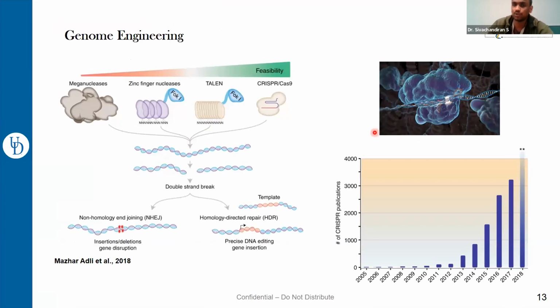Another interesting topic I would like to cover in synthetic biology is genome engineering. Let's see the history of genome engineering. For more than a decade, people have been trying to engineer the genome of a species, any species: bacteria, yeast, or human cells. In the past, people started with meganucleases, zinc finger nucleases, and TALENs, and now it is the era of CRISPR. Essentially, what it does is it goes and cleaves.